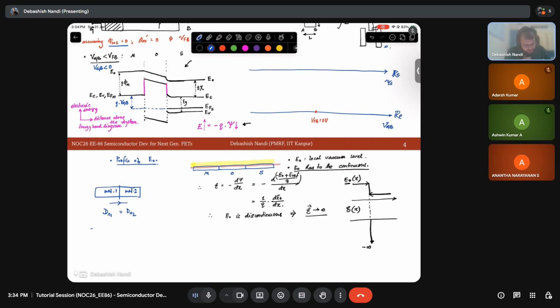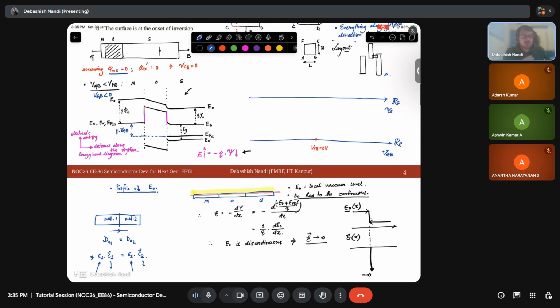And, sir, what does that mean? That means epsilon 1 electric field 1 is equal to epsilon 2 electric field 2. So if your epsilon 1 and epsilon 2 are different, of course your electric field will be different, right? So that is what is happening.